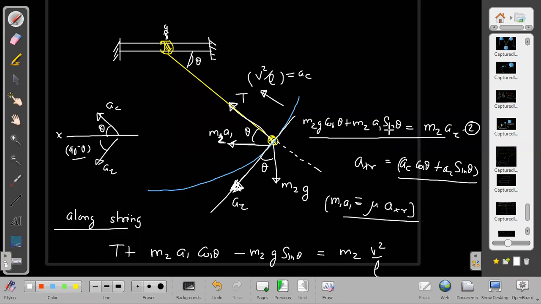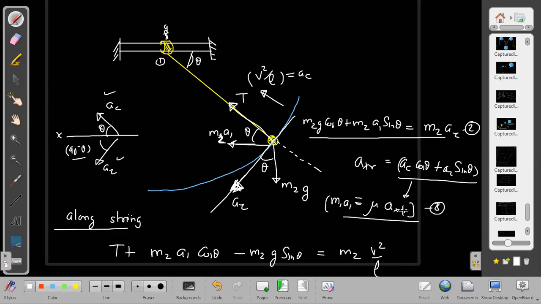And now is it clear? After this, I did nothing. After that, it is AC and A2. I took its components, and then I just wrote AX relative, the acceleration along the x-axis relative to this. AX relative comes out to be AC cos theta plus A2 sin theta. And once I know that AX relative, then I can write mu into AX relative is equal to M1 into A1. This is our third equation.